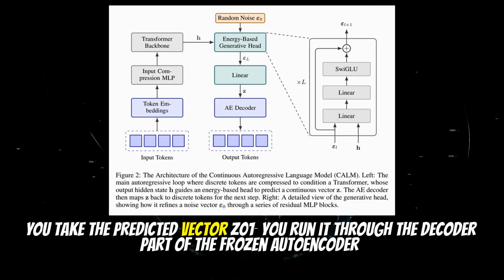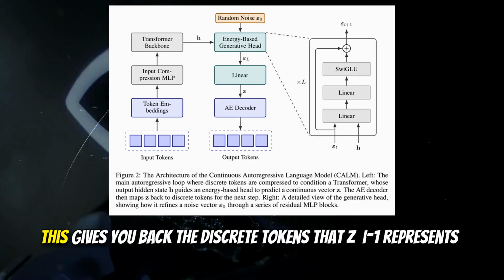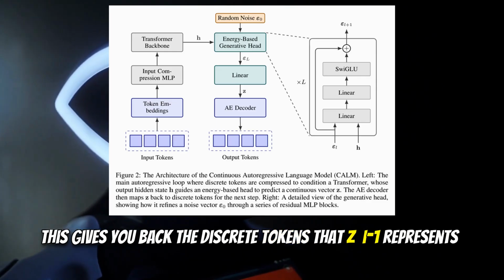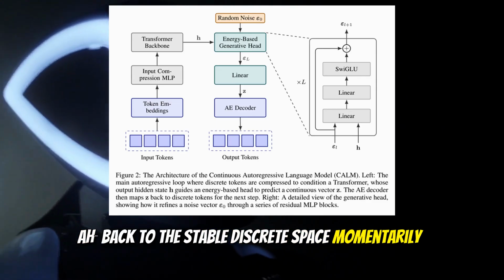You take the predicted vector z_t and run it through the decoder part of the frozen autoencoder, the one trained earlier. Yes, the frozen high-fidelity decoder. This gives you back the discrete tokens that z_t represents. It cleans up the signal. Back to the stable discrete space momentarily.